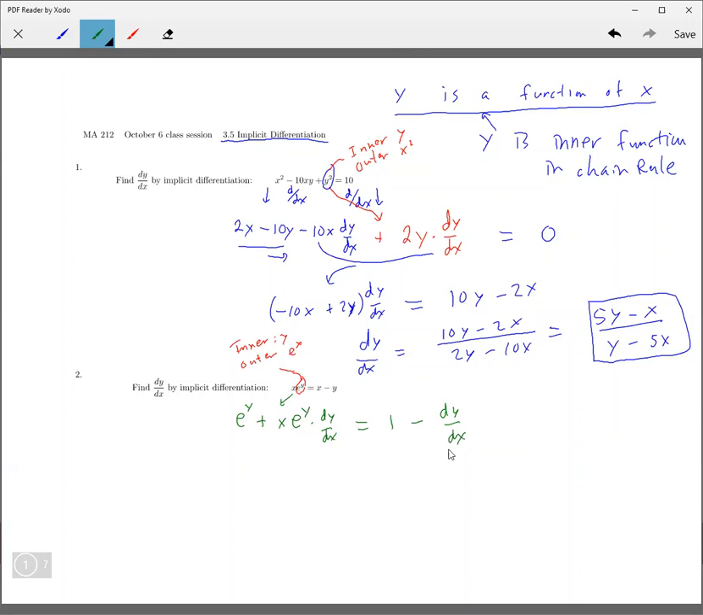And then I collect all the terms with dy/dx on this side of the equation. So this term, I sent that over to the left, and I sent the e to the y to the right. Then I factor out a dy/dx. And then I divide by this.